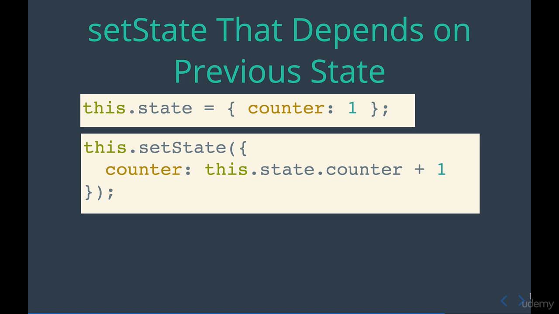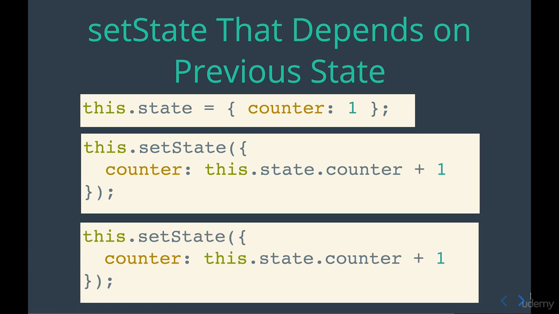But the problem comes in when you do this multiple times. So if I have a couple setStates like this, the value that you'll get after all these setStates have run will be 2. And that's probably not what you expected. You probably wanted it to be 3.